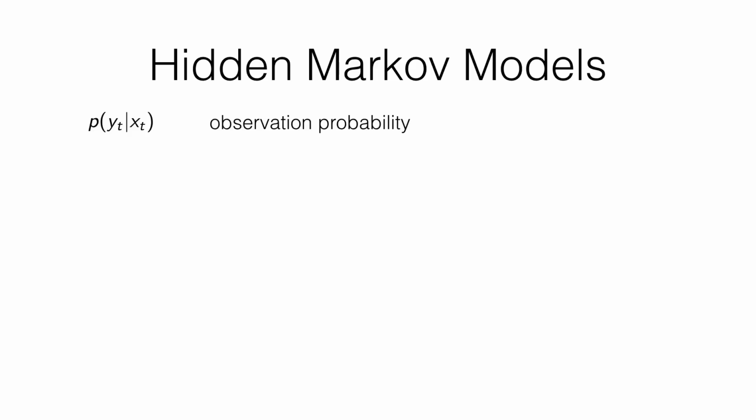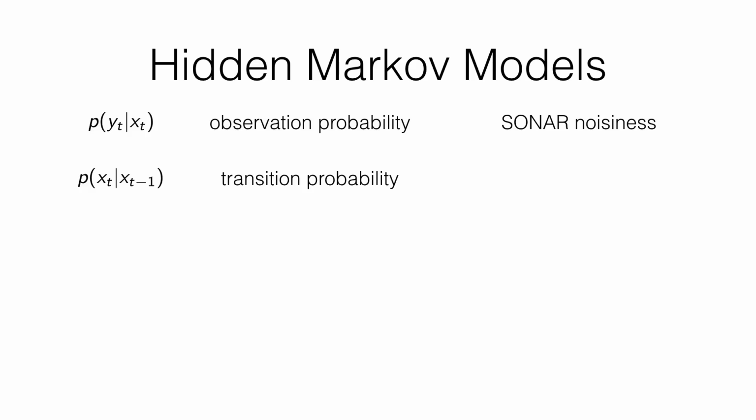So this is the observation probability, and in the analogy with the submarine, this is the sonar noisiness, the noisiness surrounding the sonar reading that we would take. And then the second piece of a hidden Markov model is the transition probability. It's the probability of going from one state to another state as we move forward in the sequence, and usually we think of this as time. So in the next time step, given the previous state, what's the probability of our current state? This corresponds to the submarine location.